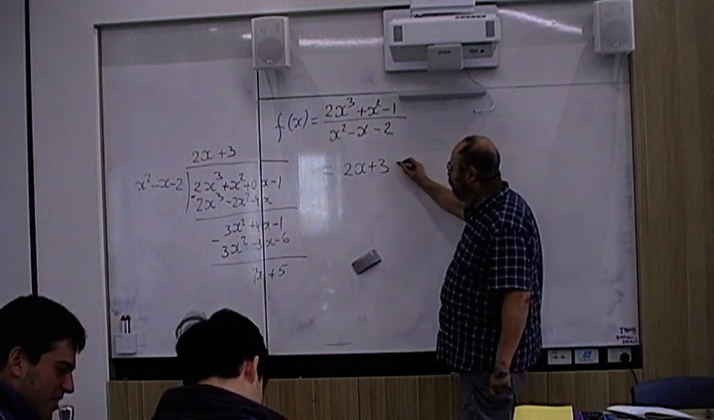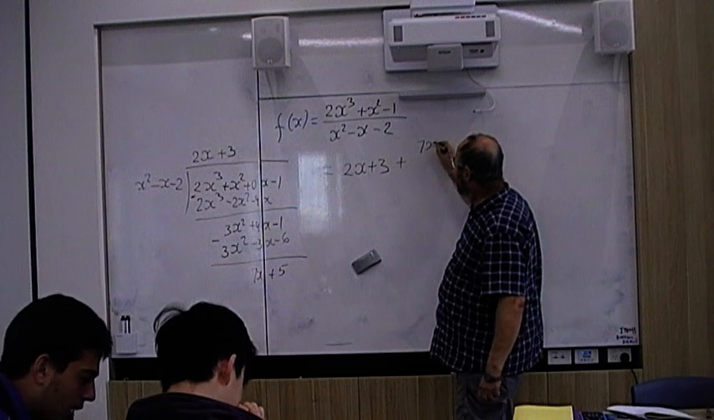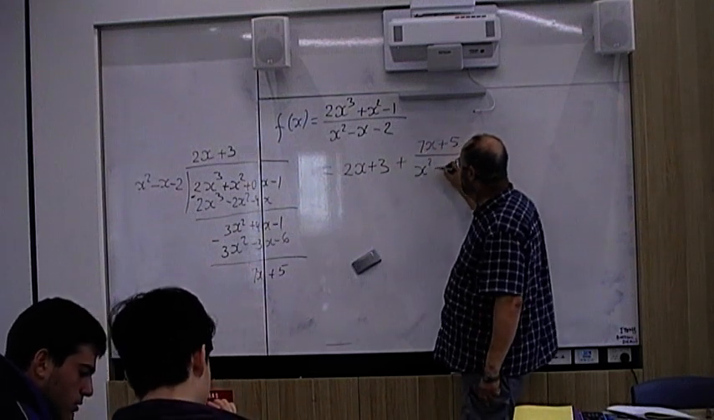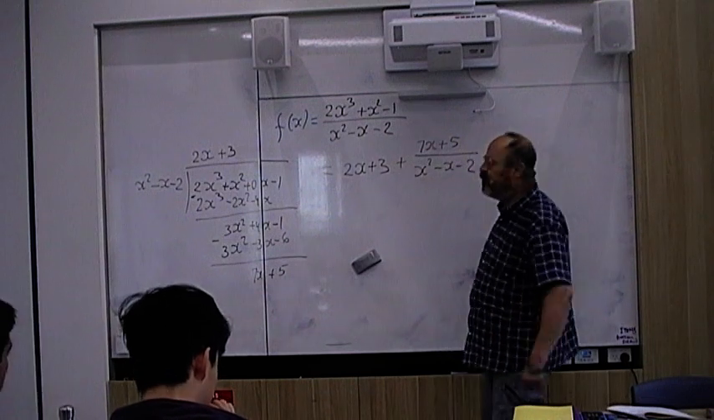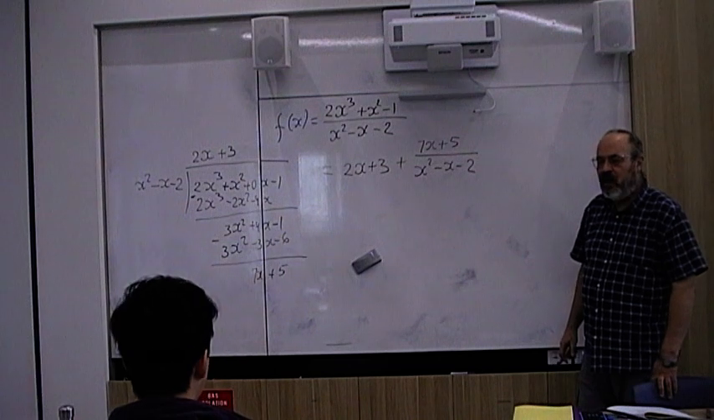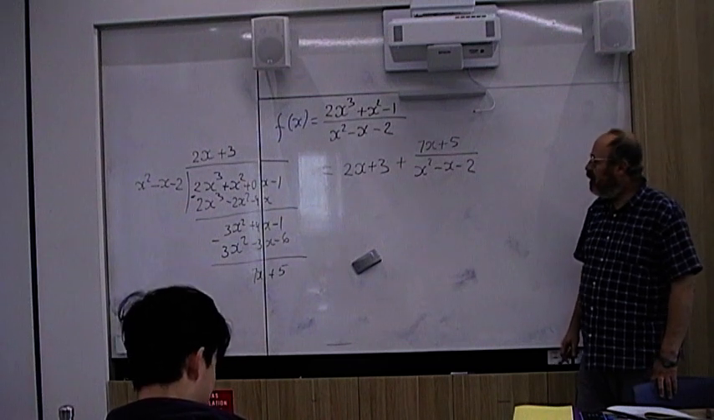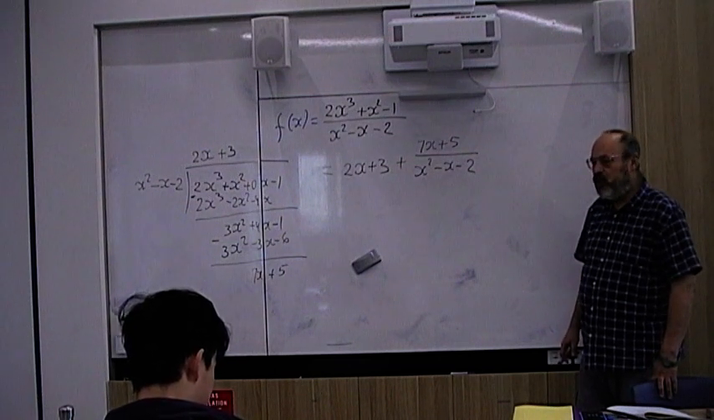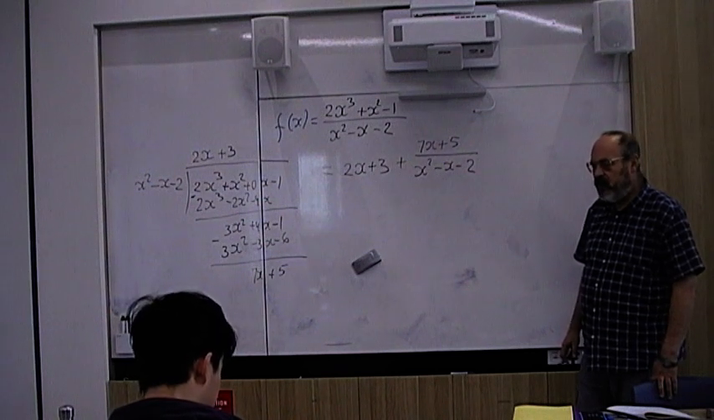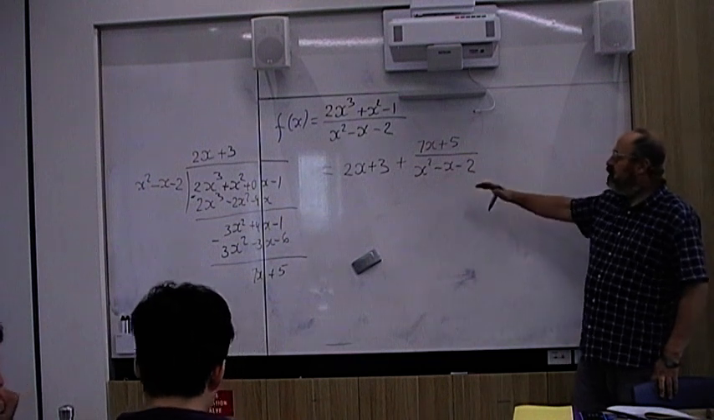2x plus 3 plus 7x plus 5 divided by x squared minus x minus 2. Wait, my long division isn't working. No, I'm pretty sure. So, where to go now? My long division isn't working. First of all, I copied the question wrong.